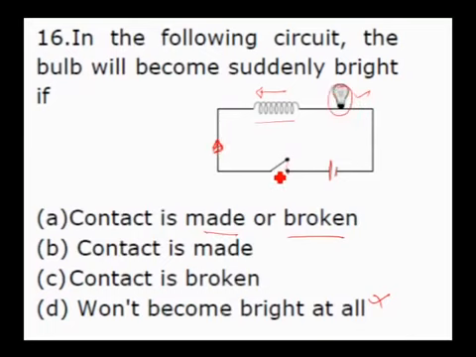But if the circuit is broken, the induced current will be along the direction of the main current. This is the main current and this is the induced current. Since the induced current and the main current are in the same direction, the bulb will have a sudden brightness at the instant when the contact has been broken.